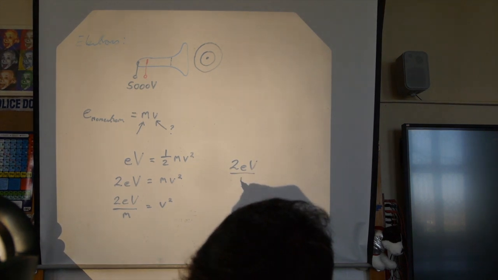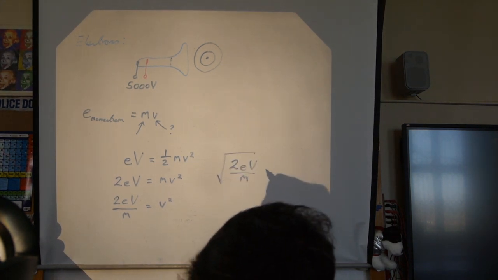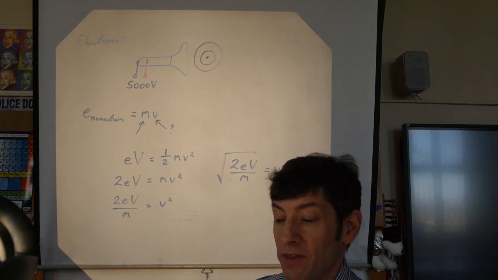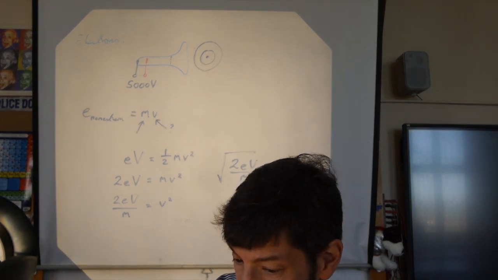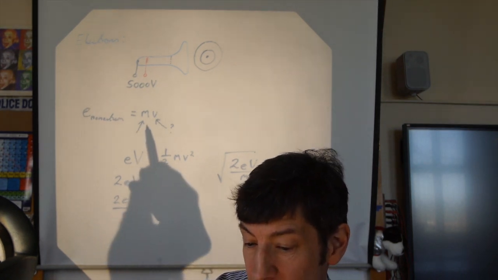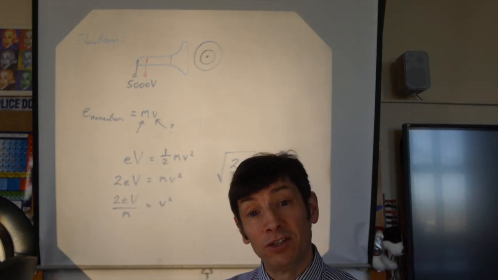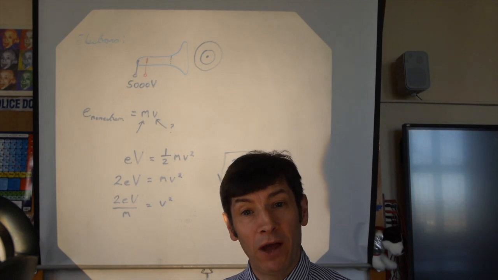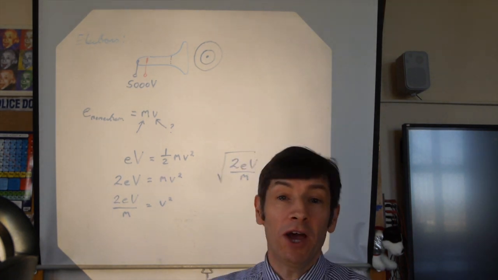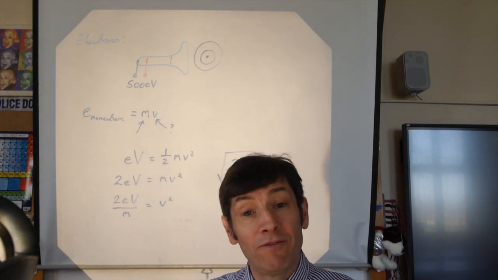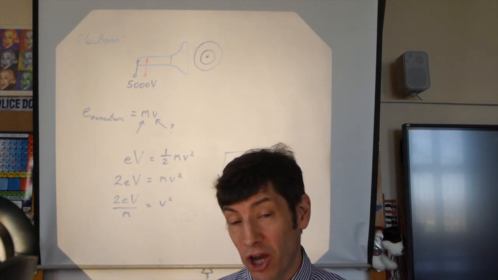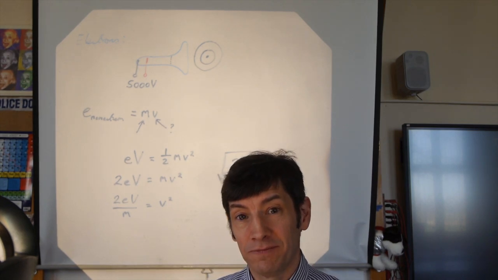2eV over m, square root, will be the velocity that the electrons move at. Well, if we know their velocity now and we know their mass, we can put that into the de Broglie equation and work out what their wavelength is, and then see if we know anything that we can sit next to each other to make a grill that will have that sort of spacing and will show diffraction effects.